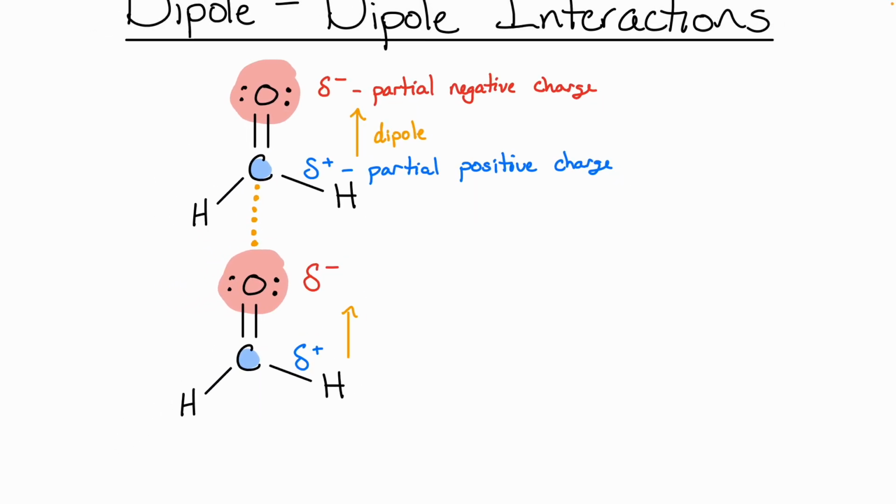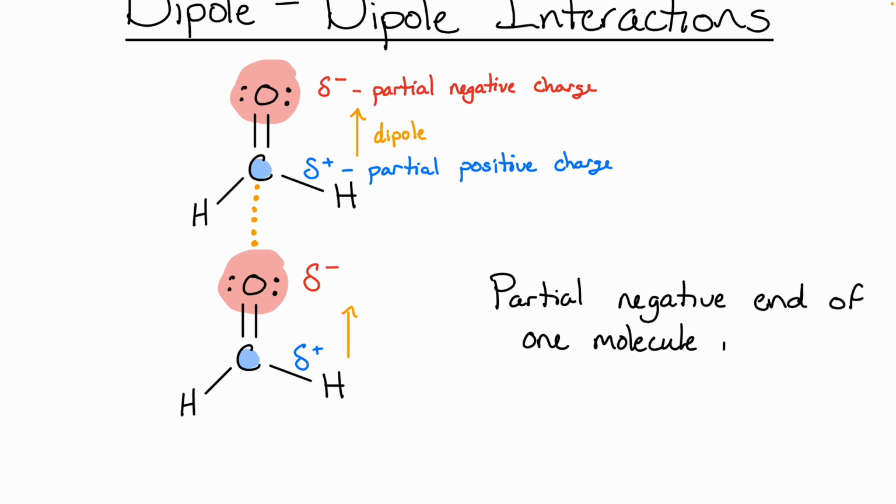Okay, so our dipole-dipole interaction, again, is the partial negative end of one molecule interacting with the partial positive end of its neighbor.